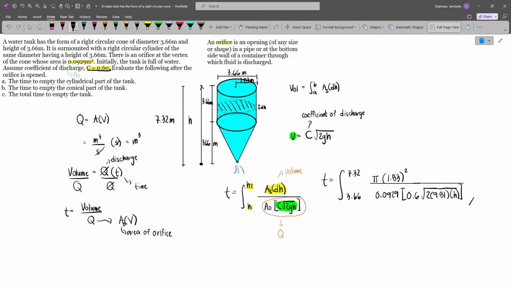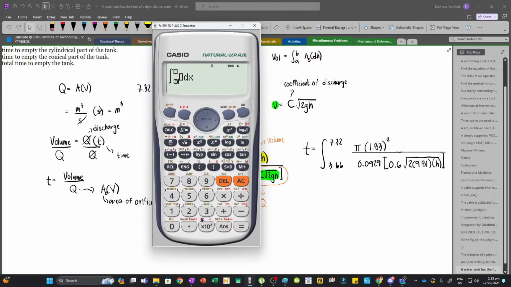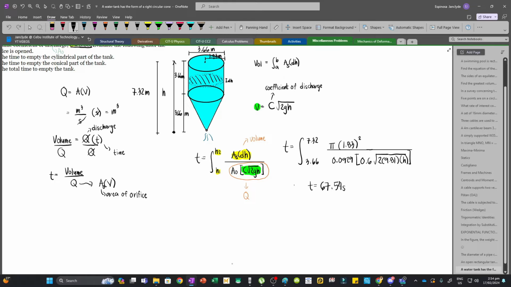And so, since na-form na natin yung equation, we will just use our calculators. We have the integral from 3.66 up to 7.32, that's equal to pi times 1.83 squared divided by 0.0929 times 0.6 times square root of 2 times 9.81 times the height. And so that will give us 67.54. And so this is the time required to empty the cylindrical part of the tank. This is for letter A.